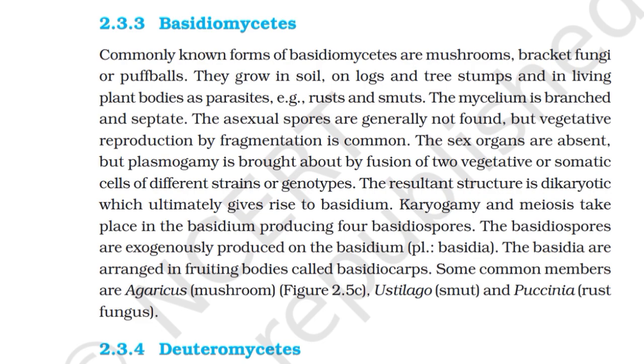Karyogamy and meiosis take place in the basidium, producing 4 basidiospores. The basidiospores are exogenously produced on the basidium, plural basidia. Basidia are arranged in fruiting bodies called basidiocarps. Some common members are Agaricus, mushroom, Ustilago, smut, and Puccinia, rust fungus.